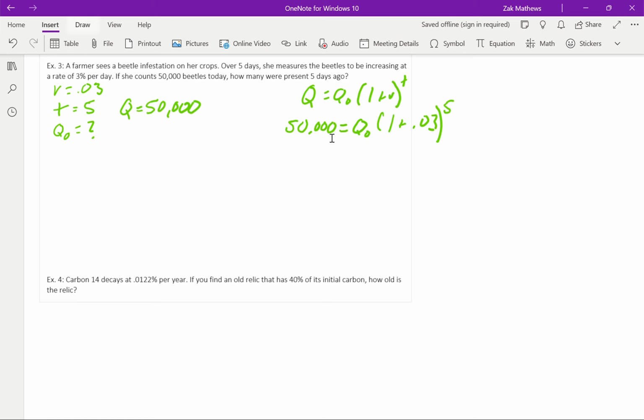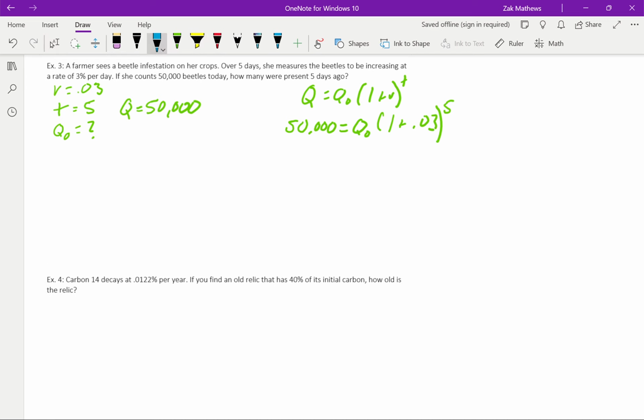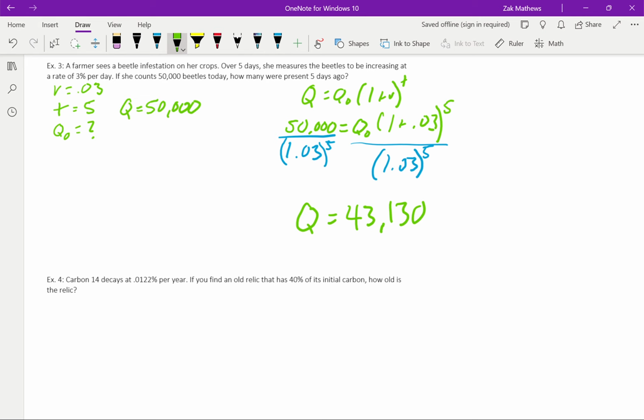Or what we can do, I can solve it in its current form. So I'm going to divide both sides by this 1.03 to the 5th power. 1 plus 0.03 is just 1.03 to the 5th power. And I can type that into the calculator just as it is there. So 50,000 divided by 1.03 to the power of 5. And when we do that, we get an answer of 43,130.44. I'm going to round that to the nearest beetle. So 43,130 beetles.